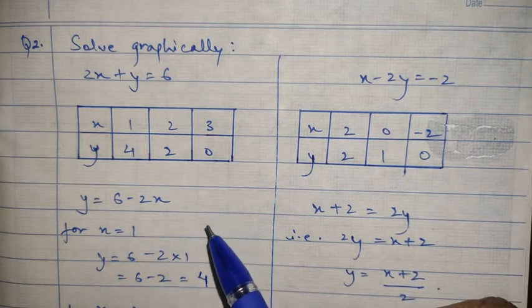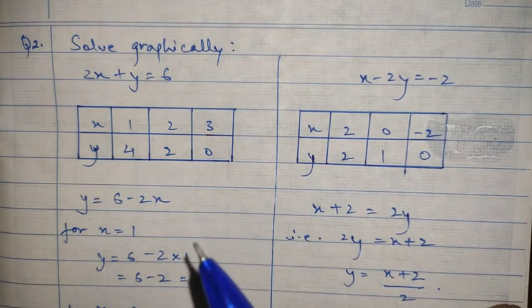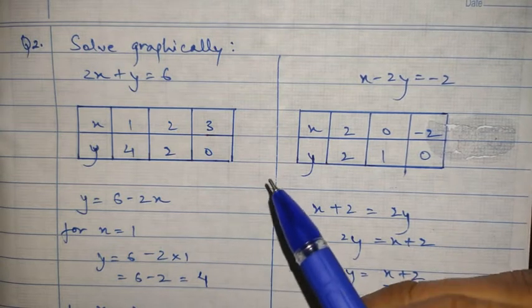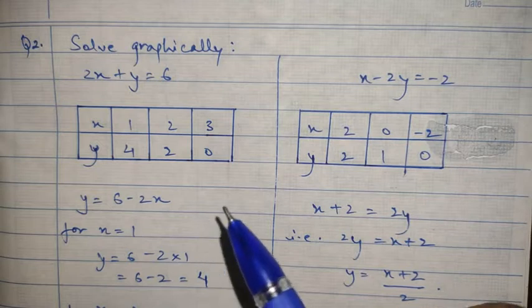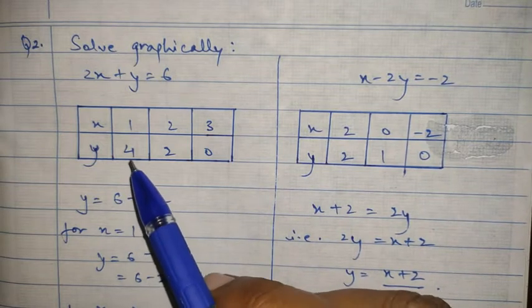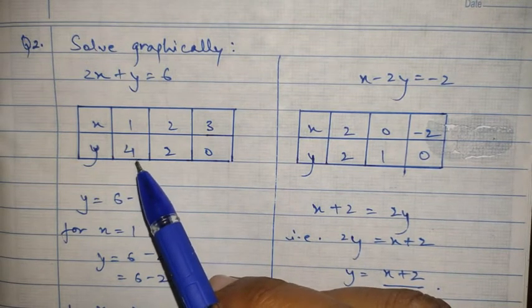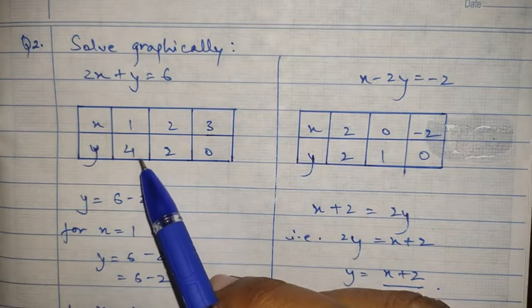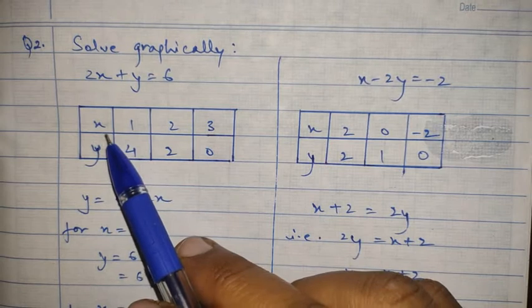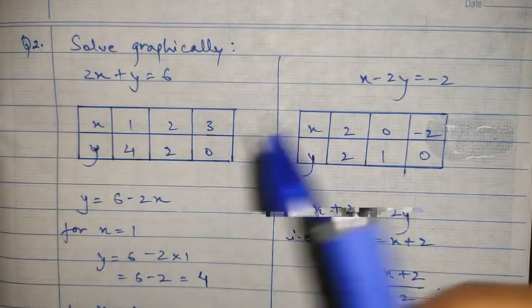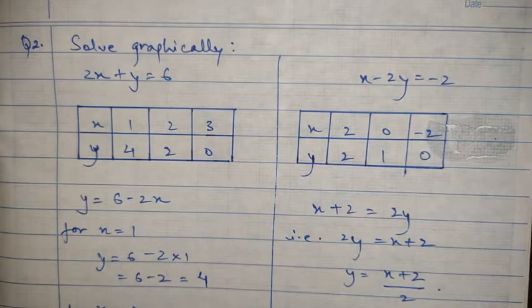So it will be better that you take smaller values, such that you can get the value of y as a whole number. For finding the coordinates of this particular linear equation, I have taken the values of x as 1, 2 and 3. You can take other values also, that is your choice.